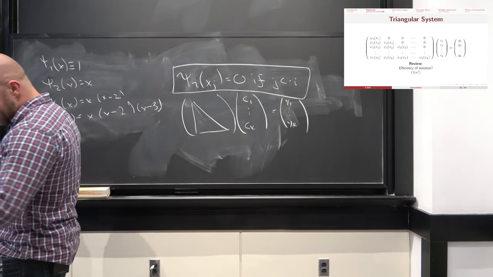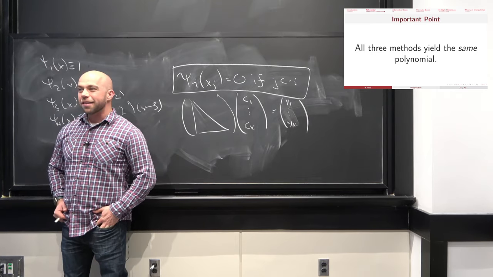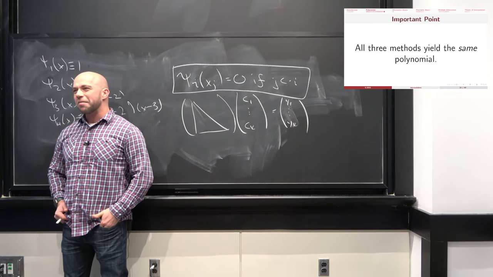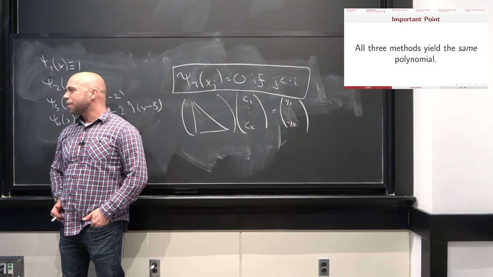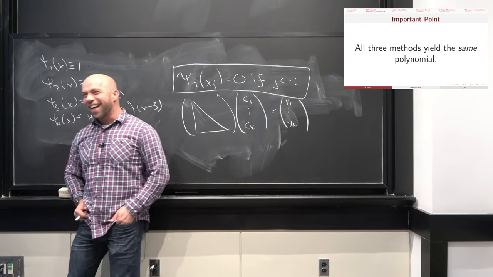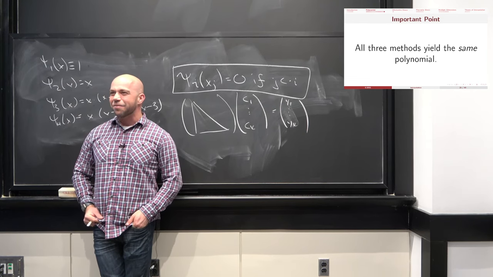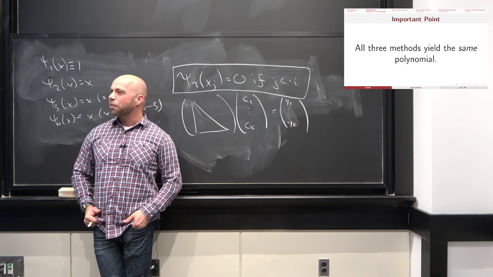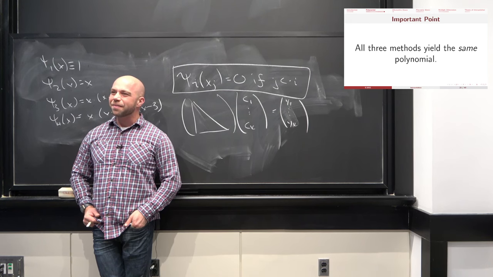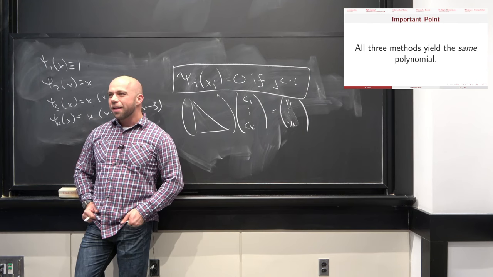An important plot point, relative to Harry's question, is exactly that. All three of these methods give you exactly the same interpolant. They're just different ways to skin the same cat. These procedures all give you exactly the same function. It's just a question of trade-off between pre-computation time and evaluation time. That makes sense? But yeah, Harry's absolutely right.